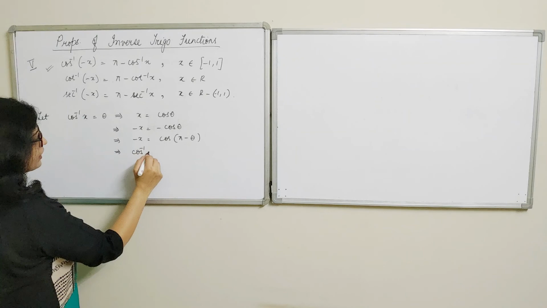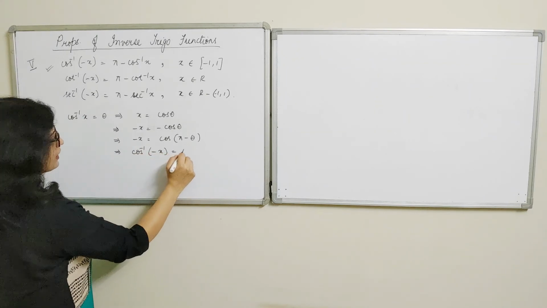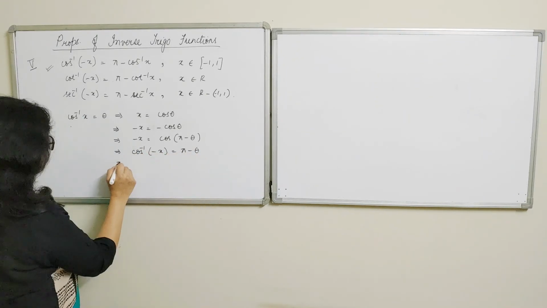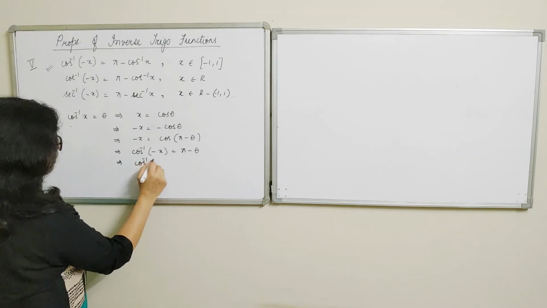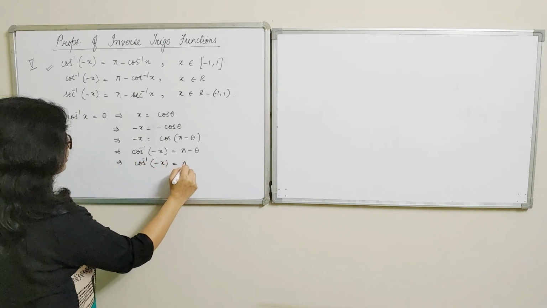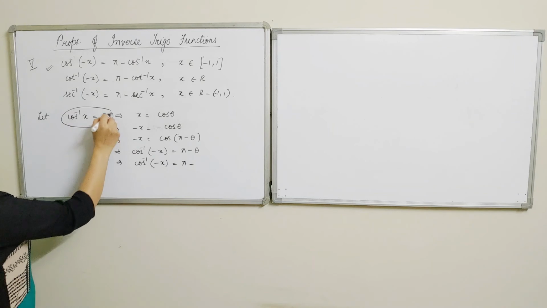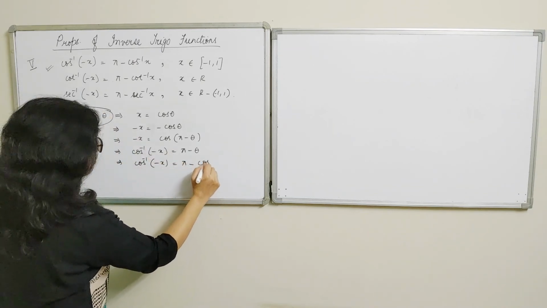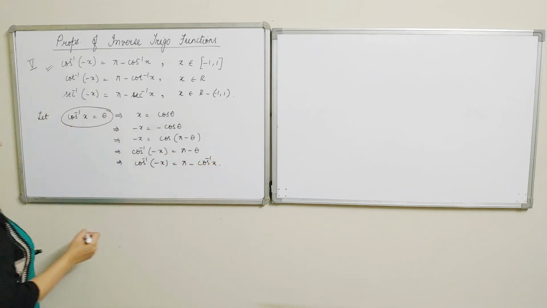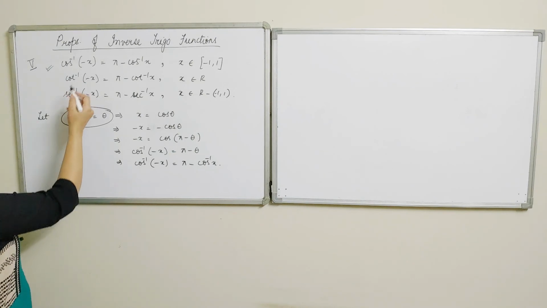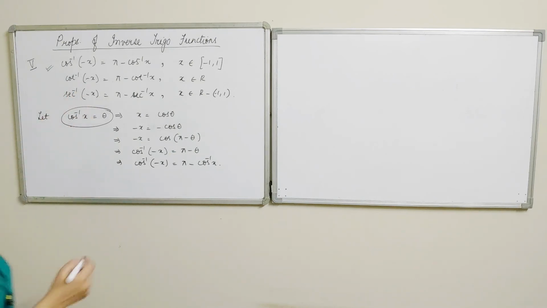So next step we can write down cos inverse of minus x is pi minus theta. So here in this case, let us replace theta. Theta is cos inverse x. So this is how the result has been proved. On a similar basis, we can prove the other results.